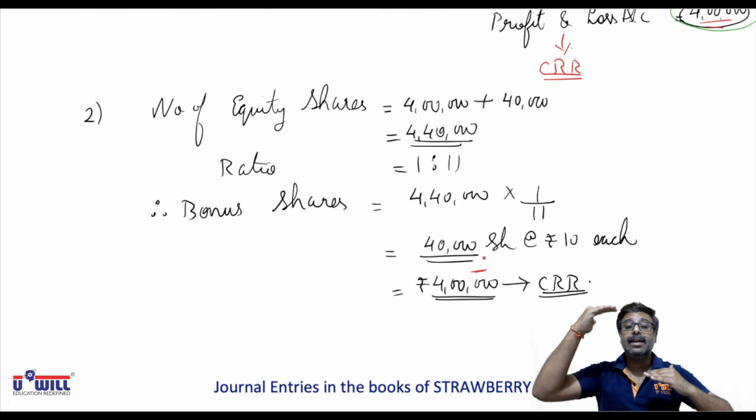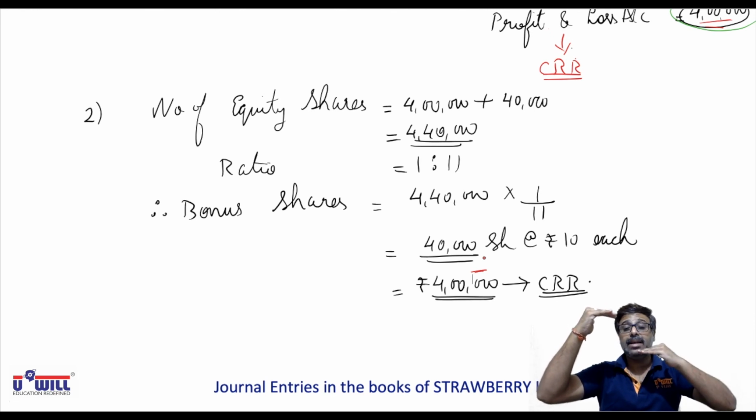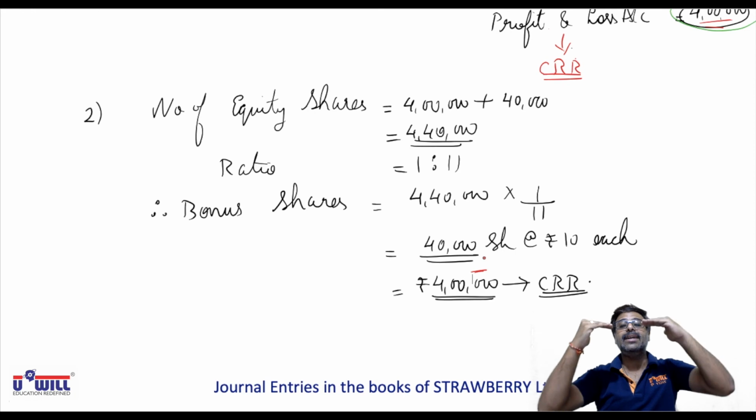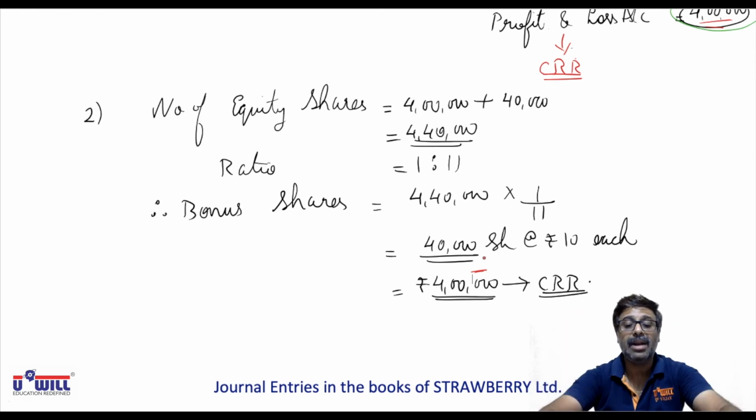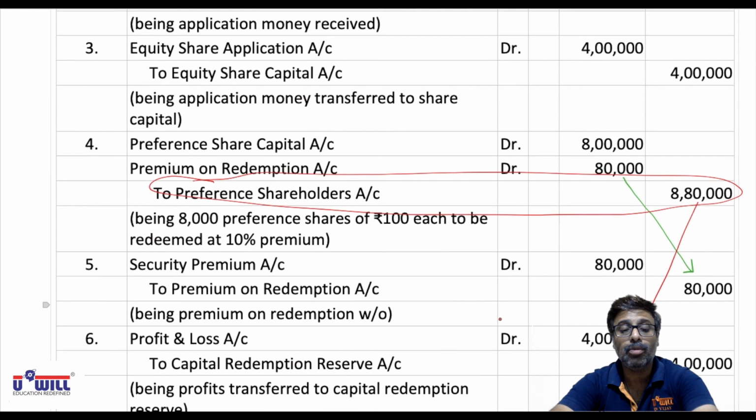So you all can clearly see in this question, by redeeming the preference shares, capital decreases by 8 lakhs. By issuing the equity shares, it increases by 4 lakhs. And by issuing the bonus shares, it further increases by 4 lakhs. So total capital remains intact. So two more entries will come.